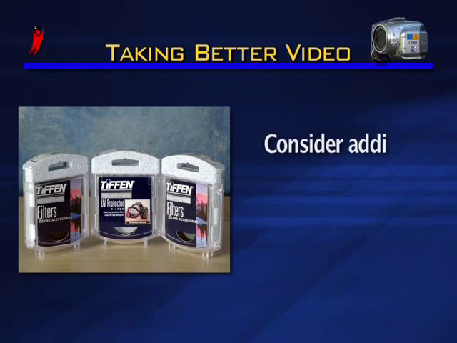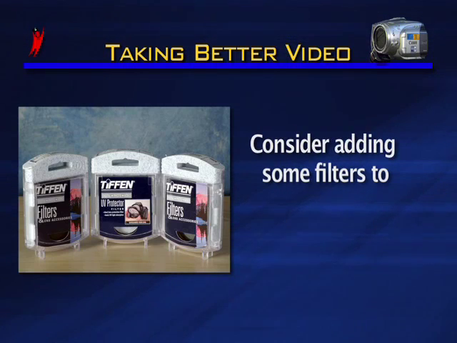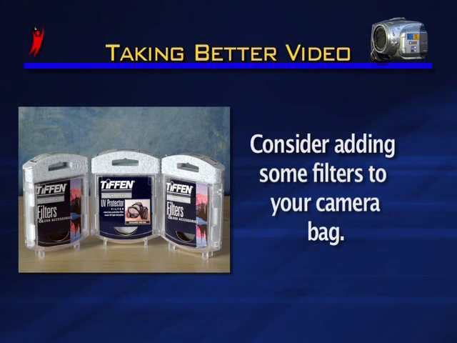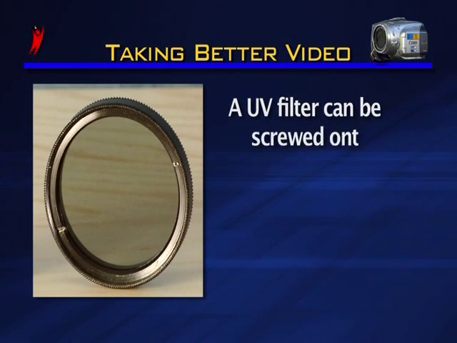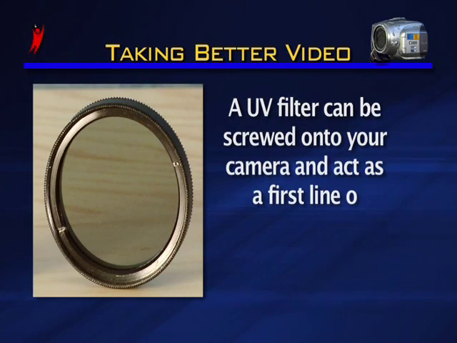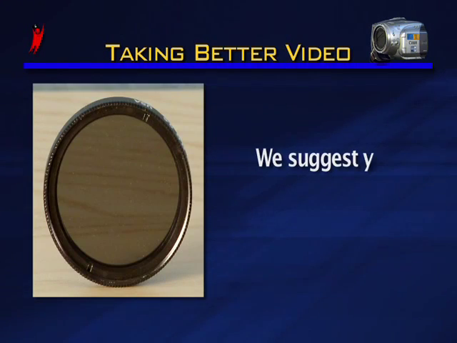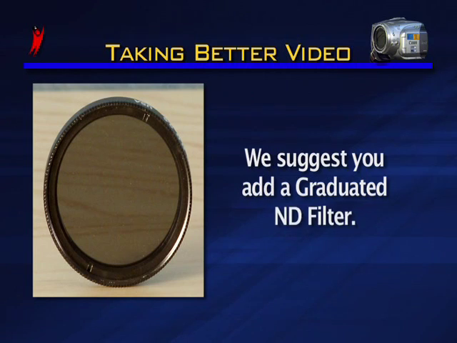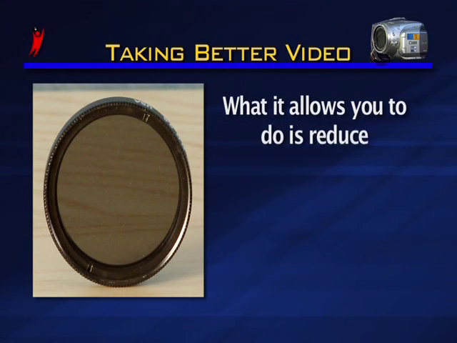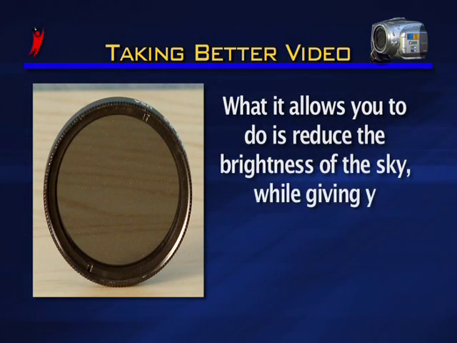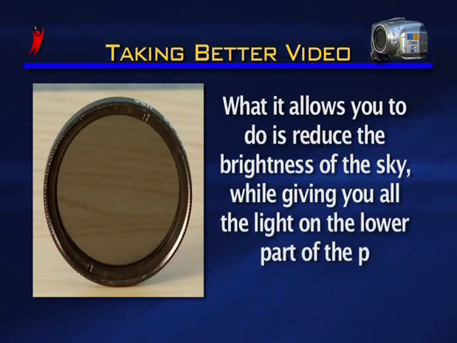Consider adding some filters to your camera bag. They can be a lifesaver or just help control the light. The UV filter can be screwed onto your camera and act as a first line of defense against accidental damage to your lens. But the one we're suggesting you add is a graduated ND filter. What it allows you to do is reduce the brightness of the sky while giving you all the light on the lower part of the picture.